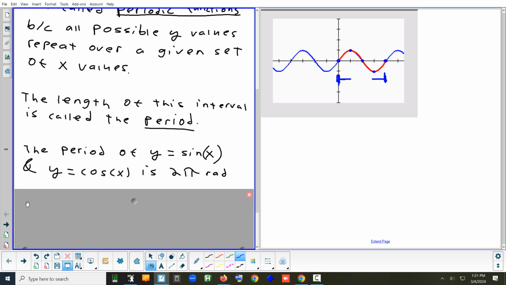Let's write those two things down. So the length that you travel before the graph repeats itself, that's called the period of the graph. You can also call it the cycle of the graph. The normal period or normal cycle for sine and cosine is 360 degrees or 2 pi radians.